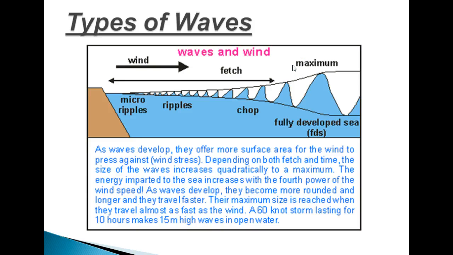Conclusion 1. If wind speed is slow, only small waves result, regardless of wind duration or fetch. So if wind speed's slow, these are going to be small waves regardless of how long the slow wind blows or the distance that it blows, called fetch.